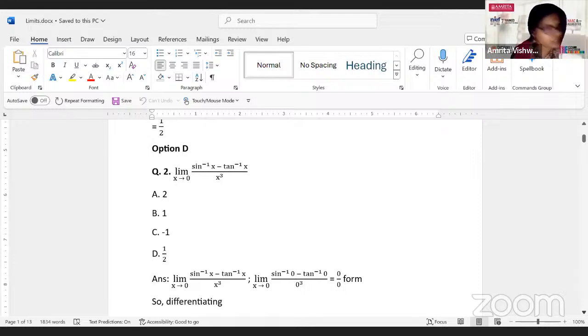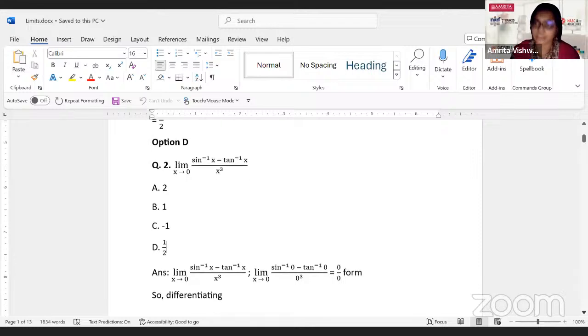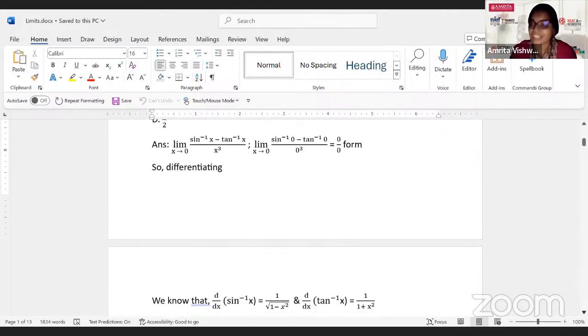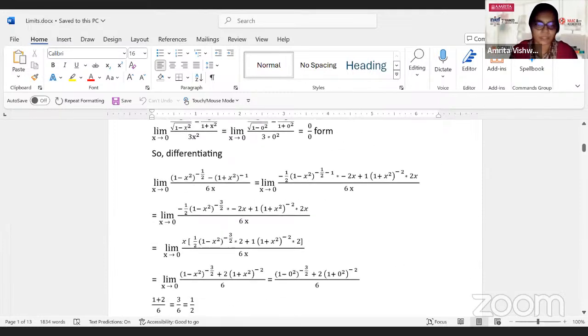That's the last question and we'll end it. And before, the second question is like sine inverse x and tan inverse x. You know the formulas of both of them. Substitute the limit, and if it's of 0 by 0 form, differentiate it and solve it. That is the important part.